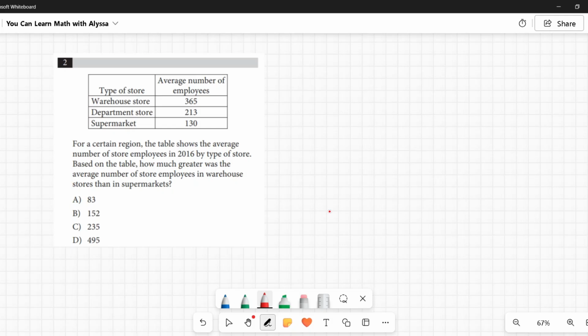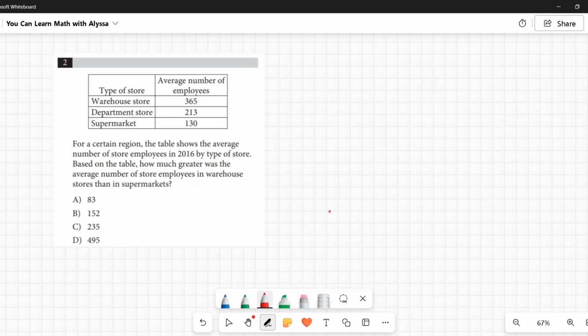Number 2, we have a chart. It says type of store: warehouse store, department store, supermarket, and average number of employees: 365, 213, and 130. For a certain region, the table shows the average number of store employees in 2016 by type of store. Based on the table, how much greater was the average number of store employees in warehouse stores than in supermarkets?